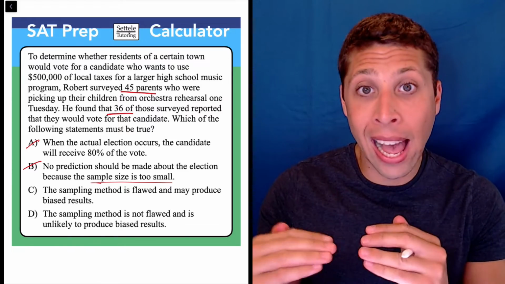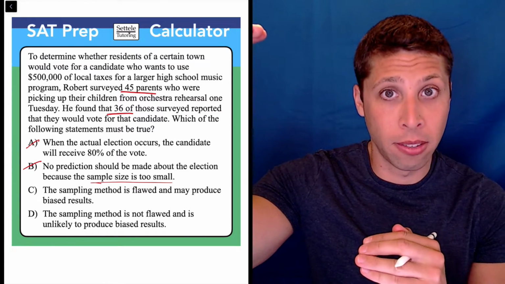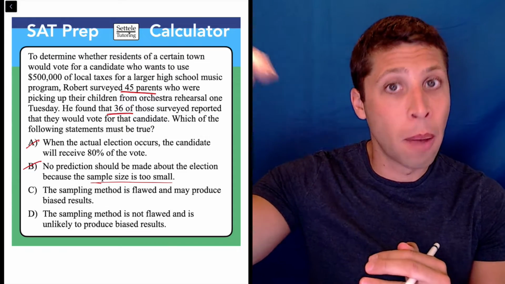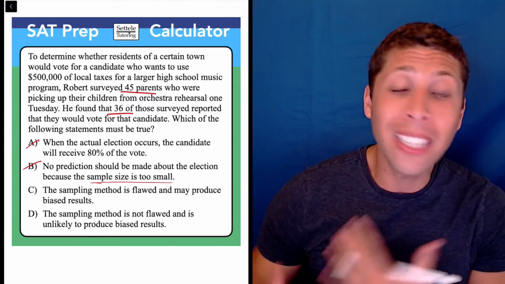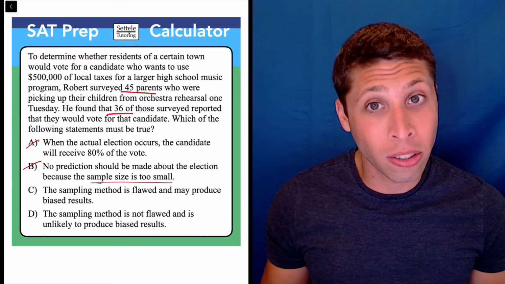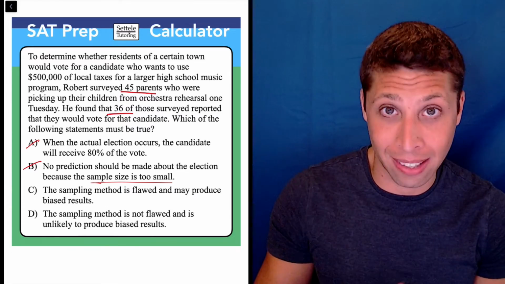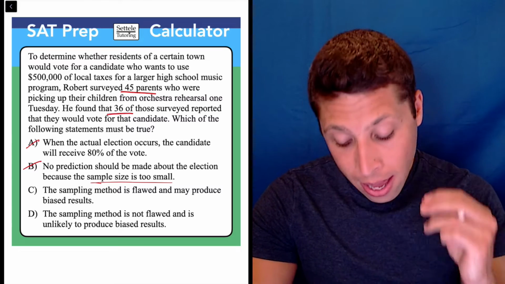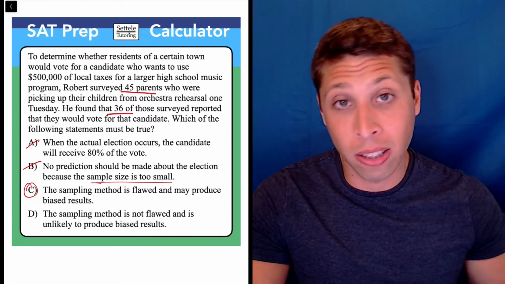Because we can have a high sample size, right? We can ask a lot of people. But if we're asking the wrong people, it doesn't matter whether we have 45 or 4,500, it's the wrong survey. We're asking for a bias, okay? And that's what's going to happen here. This is a biased survey.